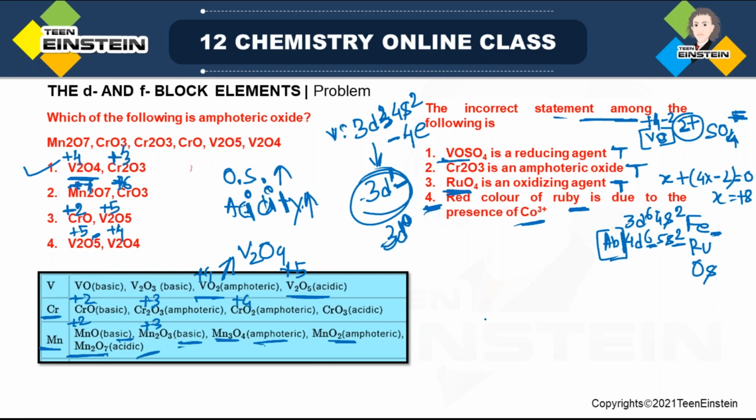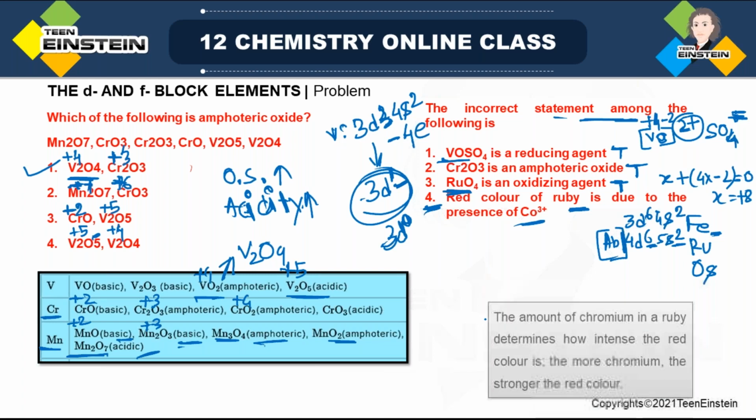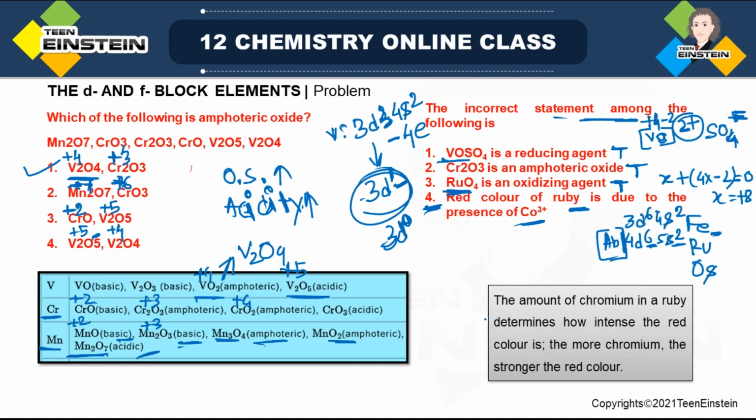But we have to know which metal is actually responsible for the red color of ruby, and this is chromium. So depending on the amount of chromium, the intensity of the red color also changes. The more the amount, the stronger the red color. But the red color is not because of cobalt. It is because of chromium. So that is why the last statement is the incorrect statement, and we have to find the incorrect statement. So this is the correct option. Any doubt?